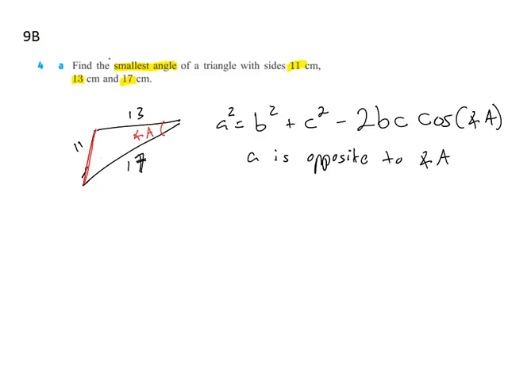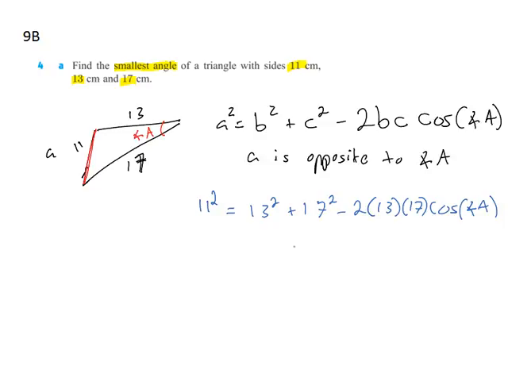Using that, we'll try and fill in the information that we're given. We're told that we have side 11 and the angle opposite that, so that's going to have to be side A. And then side B and C can be either 13 or 17. Side A, though, will be 11, so that'll be 11 squared is equal to 13 squared plus 17 squared, take away 2 times 13 times 17 times the cosine of angle A, which is what we're after.